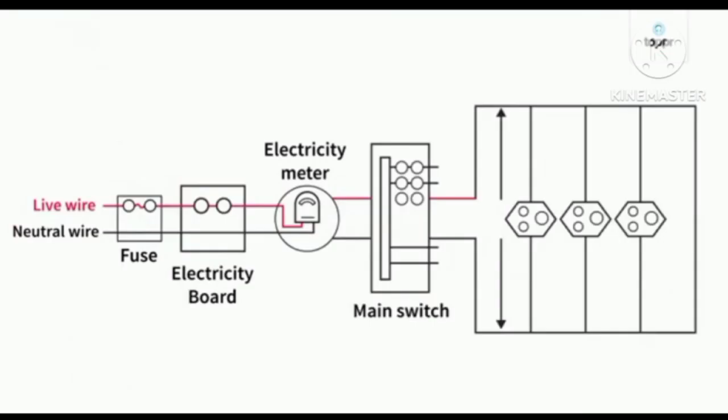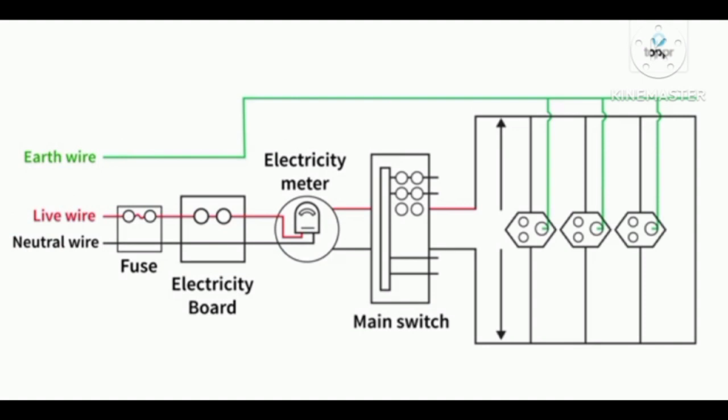Often, two separate circuits are used, one of 15 ampere current rating for appliances with high power ratings such as geysers, air coolers, etc. And the other circuit is of 5 ampere current rating for bulbs, fans, etc.